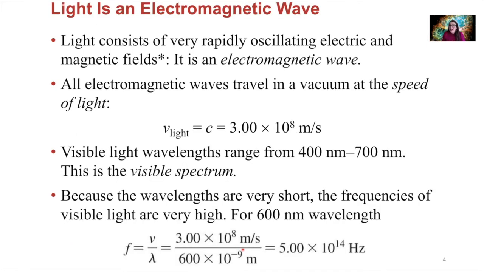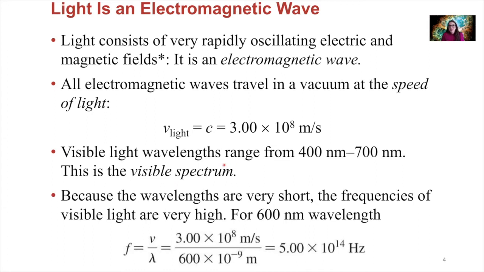Then to recap, light is part of what we call the electromagnetic spectrum. We've got oscillating electric and magnetic fields. That is the wave model of light that we're talking about now. All parts of the electromagnetic spectrum, no matter what their wavelengths, no matter what their frequency, travel in a vacuum at the speed of light. So the speed of light in a vacuum, we represent as a lowercase c, 3 × 10⁸ meters per second.